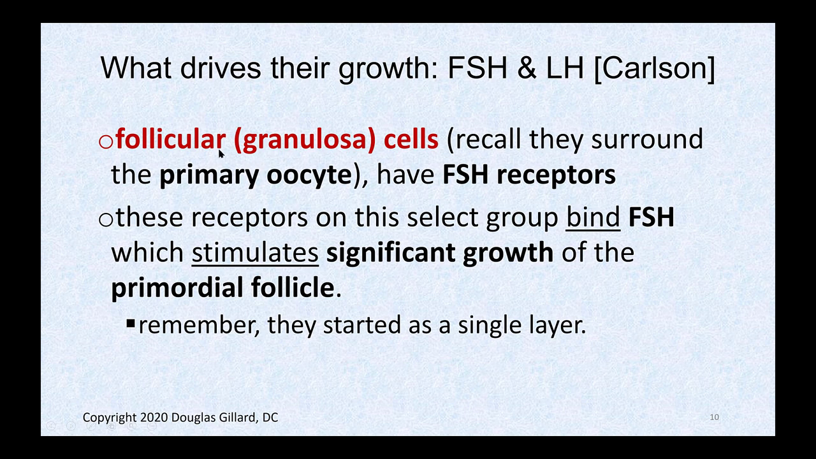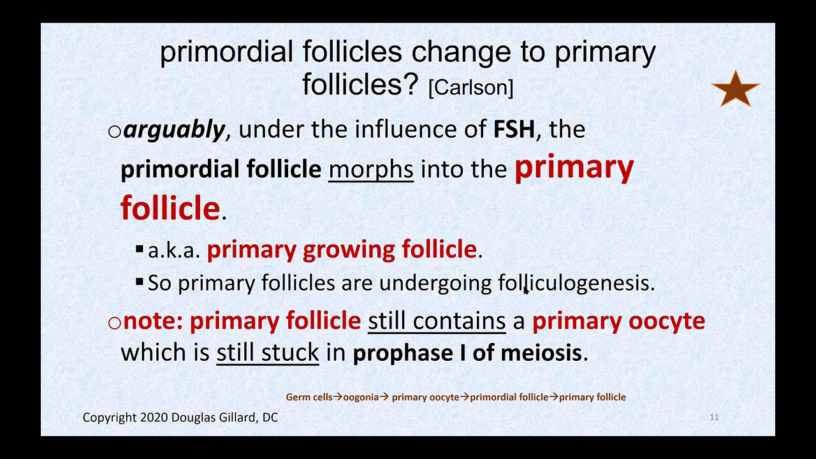Well, turns out that that layer of cells around the primary oocyte, the follicular cells or the follicle cells, sometimes you call them granulosum cells, but I'm calling them follicular cells. It turns out that they sprout FSH receptors, and the sleeping ones don't. So FSH is able to bind with the racers, and that stimulates the race. So they start binding FSH, and maybe the three that win or come down the home stretch, maybe they have more developed FSH receptors than the other ones and are able to bind more FSH, so they grow faster, possibly. So they're under the influence of FSH.